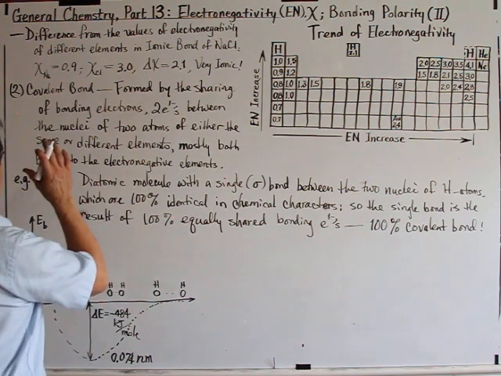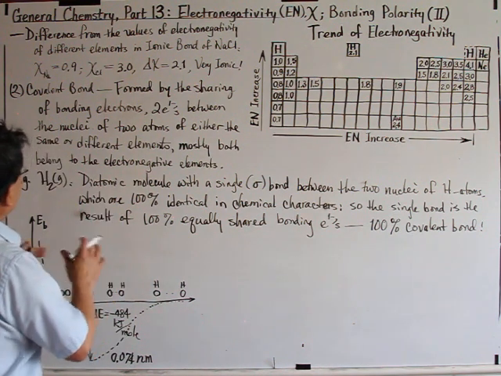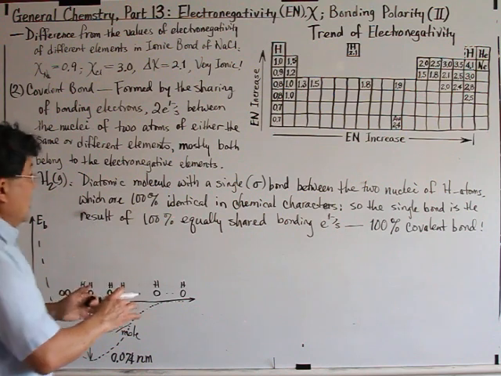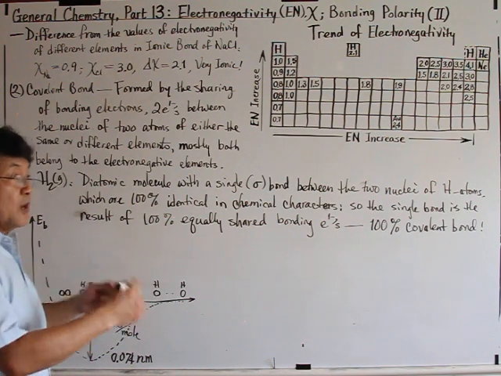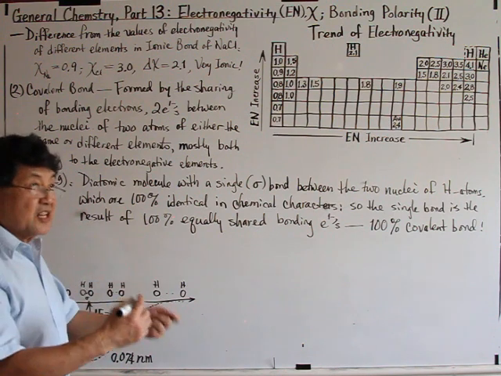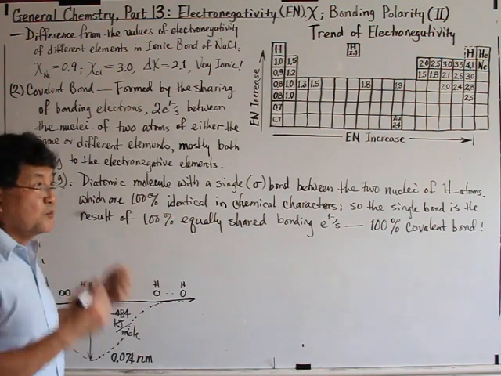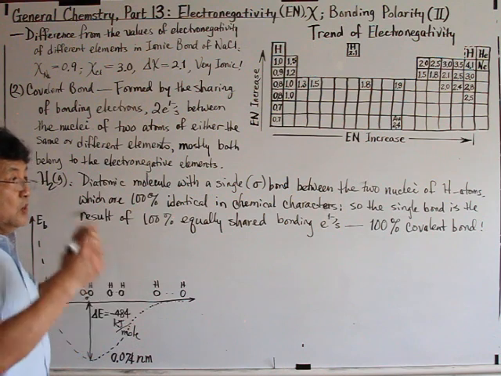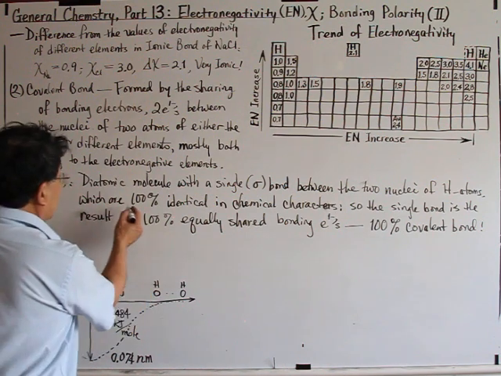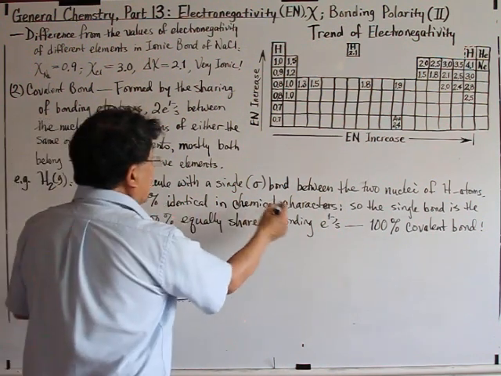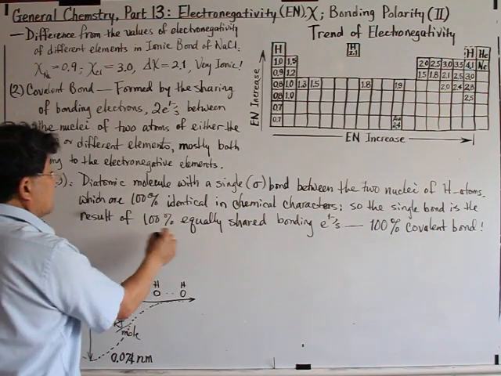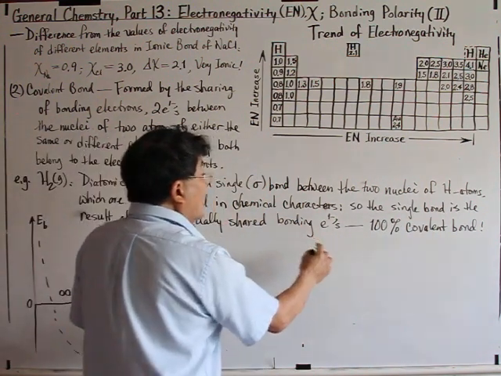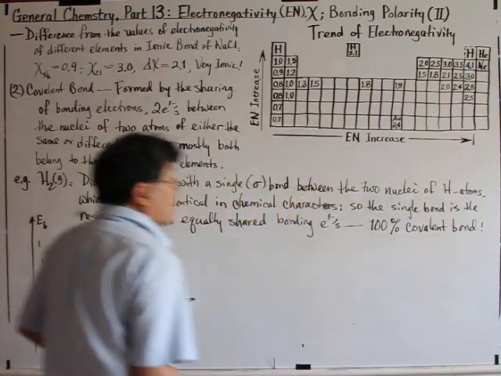Now in the covalent bonding area, this is extreme because these two atoms are from the same element, exactly the same atom, 100% identical. So the covalent bond has 100% identical chemical character. The single bond is a result of 100% equally shared bonding electrons. So it's a 100% covalent bond.